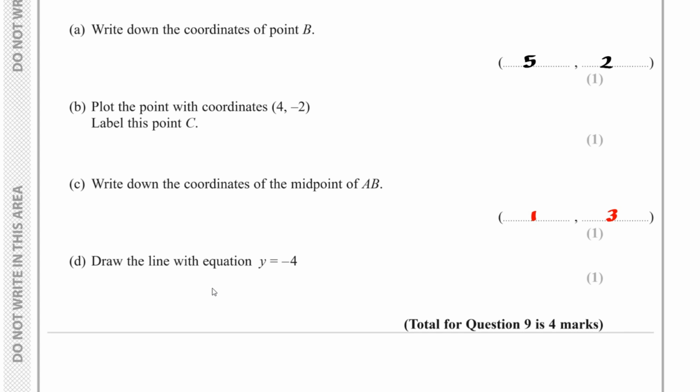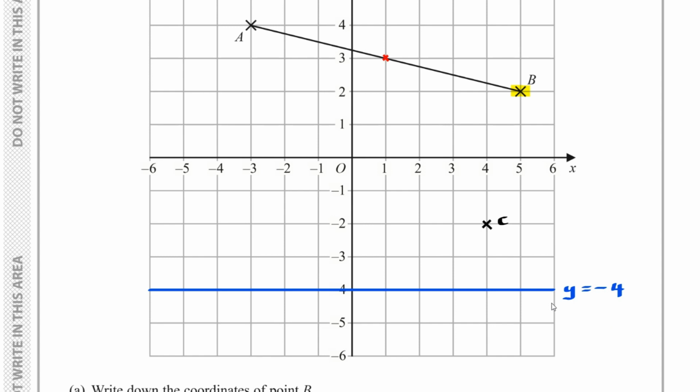Part D, draw the line with equation y equals -4. Here is the line of y equals -4. It's a horizontal line. Each y coordinate on this line is -4.